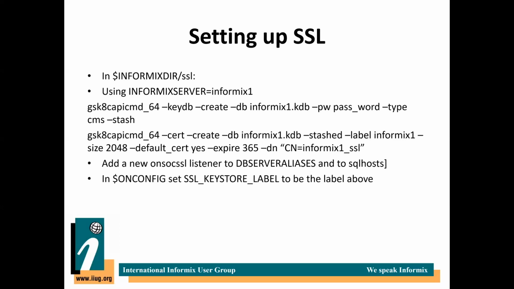So this is our actual server key pair for our primary Informix server. So that first big long line there, the GSK8 CAPI 64. So that's actually the primary GSKit command, and we're going to use that for all of our work with dealing with the key stores. So the first thing we do is actually create a new key database. We're going to call it informix1.kdb. We're going to give it a password of pass_word.